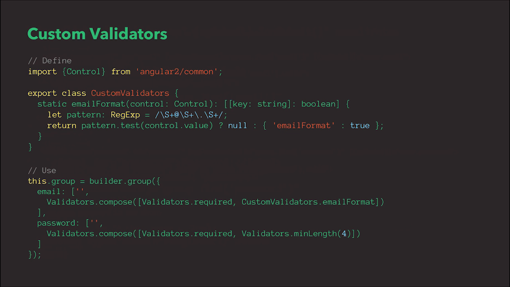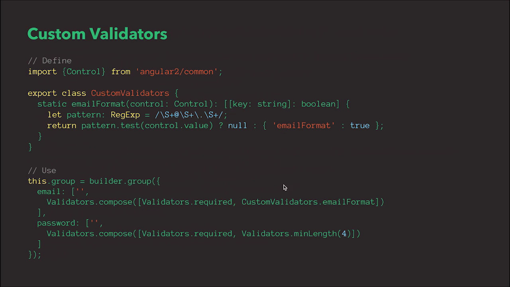Now, of course, apart from built-in validations, there's also custom validations. To create a custom validator, you start by creating a class called custom validators. Then you set a static method on this class, which is going to be the type of validation you're checking for. In our case, we're checking for email format, so we define a method called email format.